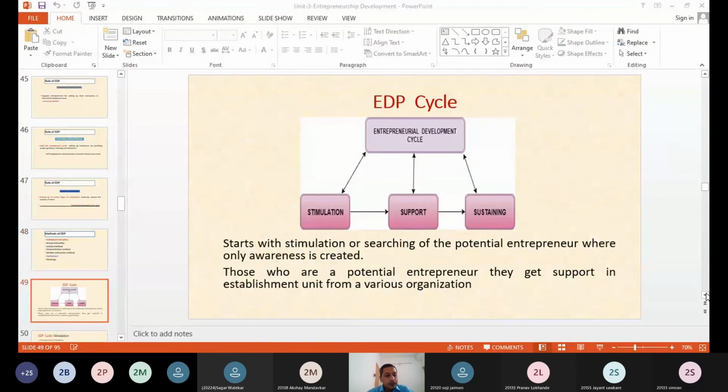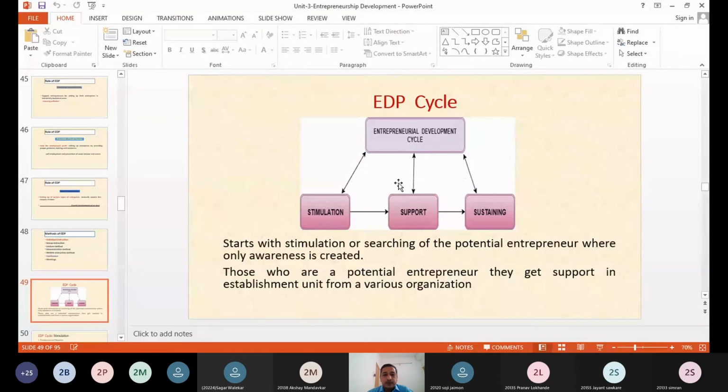Then we'll understand what the EDP cycle, the Enterprise Development Program cycle, is. This cycle has three important components. It starts with the stimulation of young people or entrepreneurs, then supporting them, and then sustaining them to remain in the business for a longer time. So this EDP cycle starts with stimulation or searching of potential entrepreneurs, where only awareness is created.